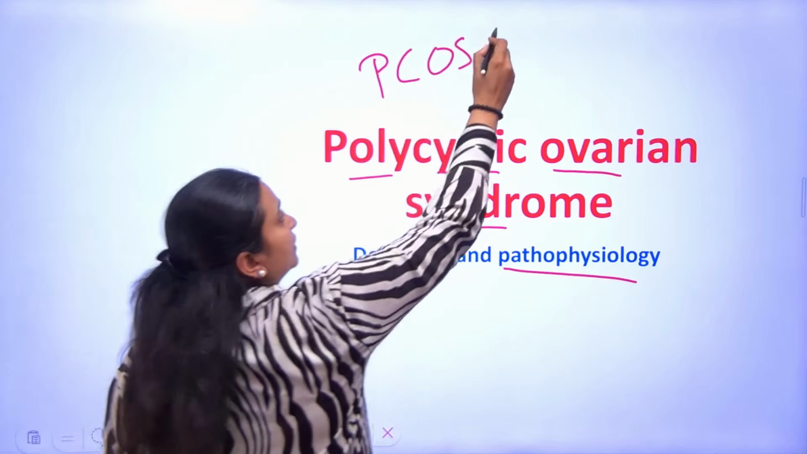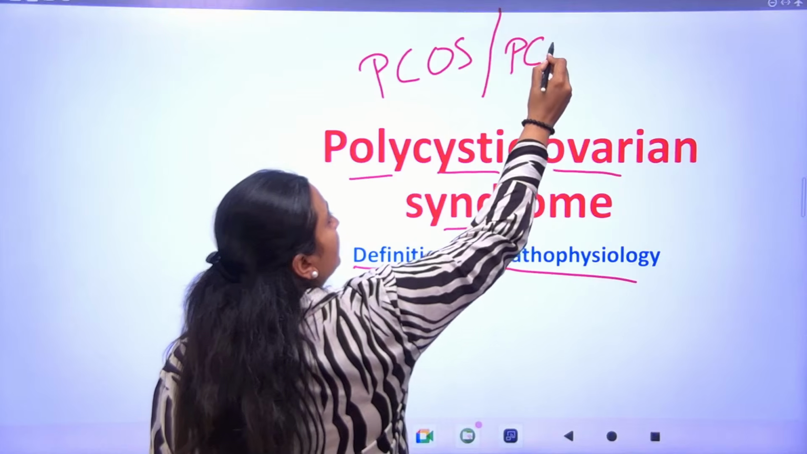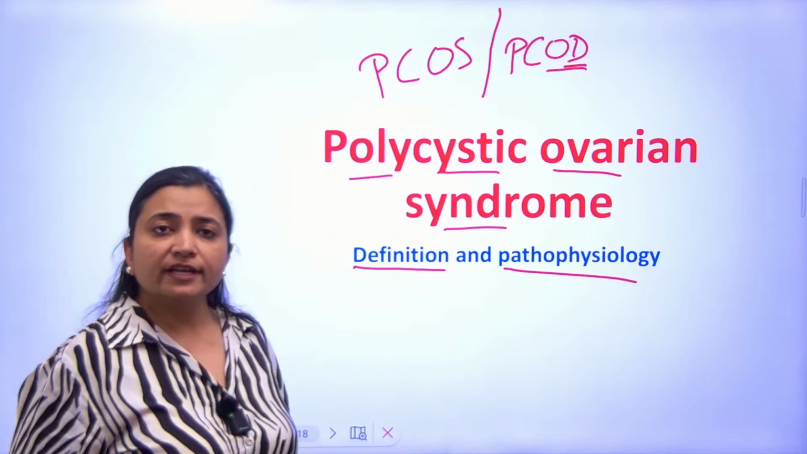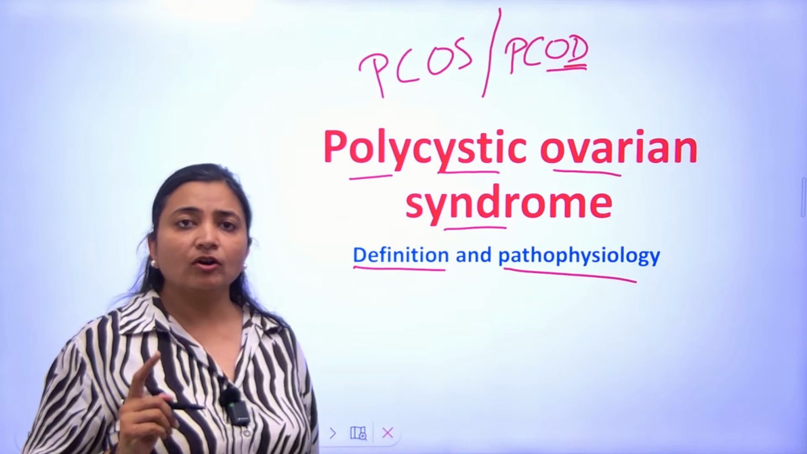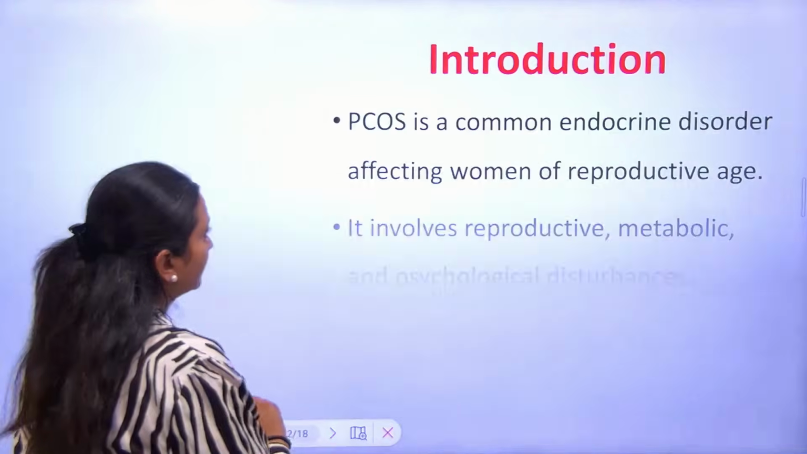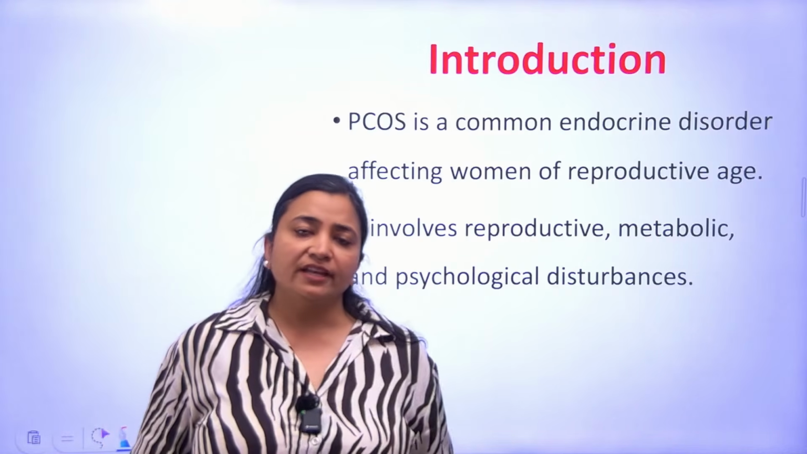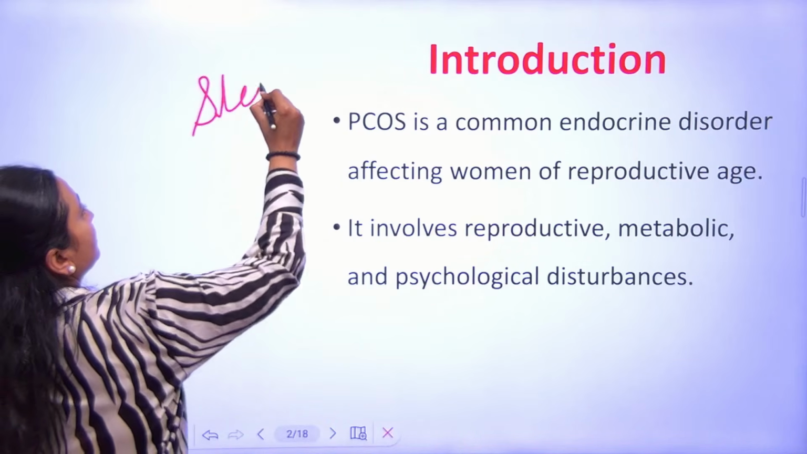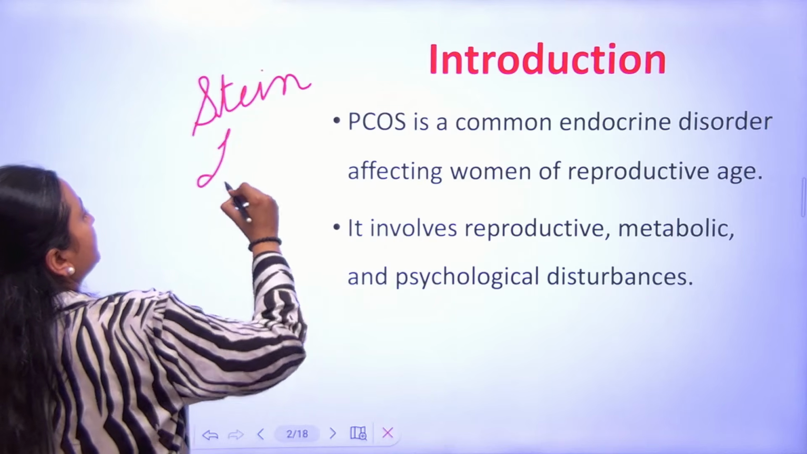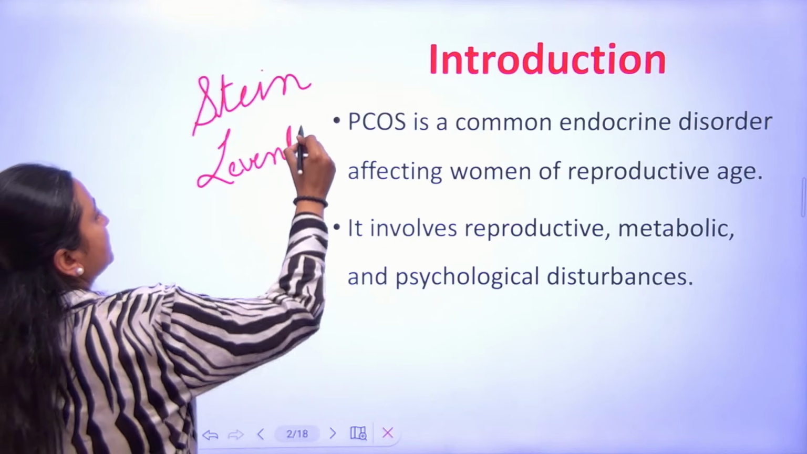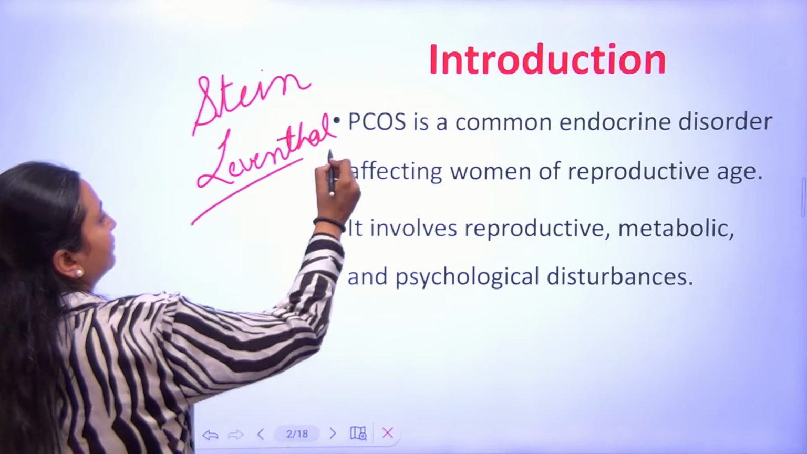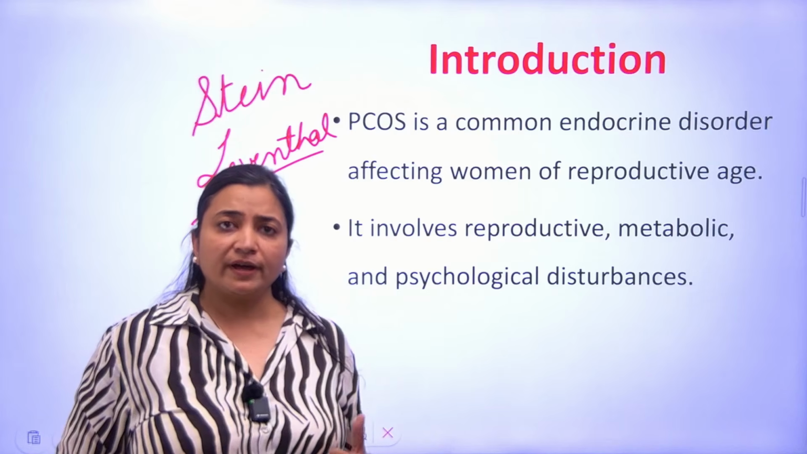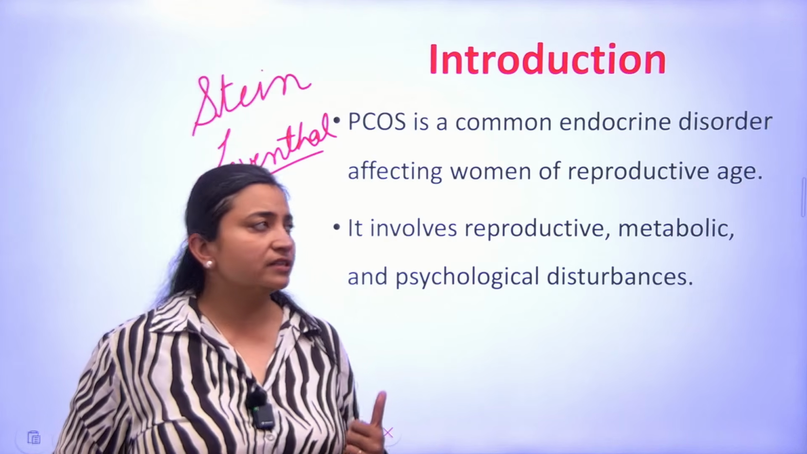PCOS, some people used to call it PCOD, that means disorder or disease, but nowadays we consider it a syndrome and not a disease. Before starting, I would like to tell you that it is also called Stein-Leventhal syndrome. It was first described by Stein and Leventhal in 1935 and since then it is called Stein-Leventhal syndrome, but right now we know it by the name PCOS or Polycystic Ovarian Syndrome.